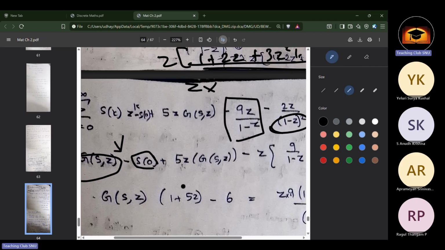Next, I find that u naught and u1 z are missing, so I'll add and subtract u naught and u1 z. So this will be nothing but 1 by z square into g of s comma z minus u naught minus u1 z. That's it. So this is how it looks.